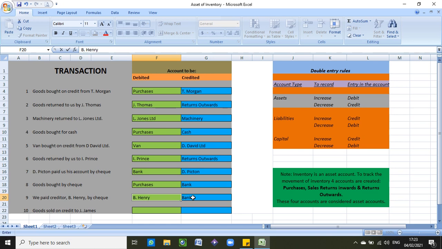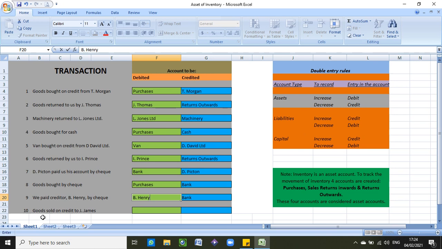Why did we debit B. Henry? Because we are paying this particular account, and that means that we owe them less. This is a liability. We show a decrease by doing debit entries on liabilities.